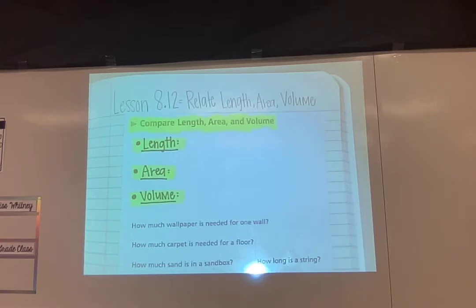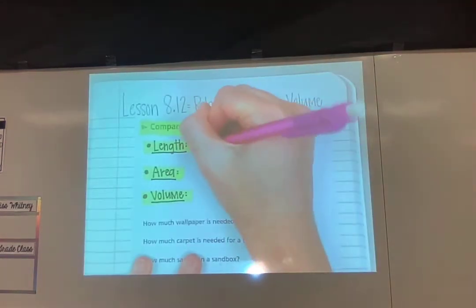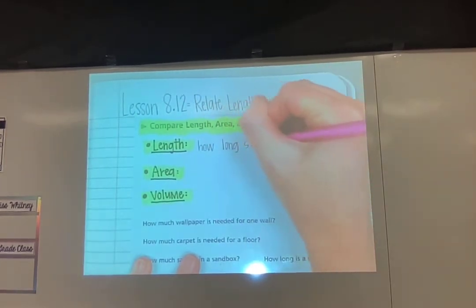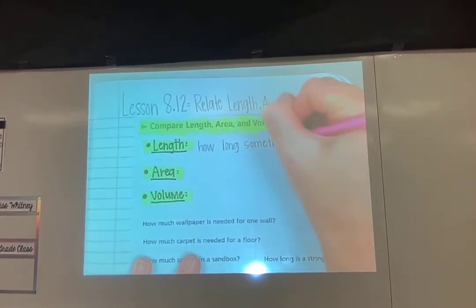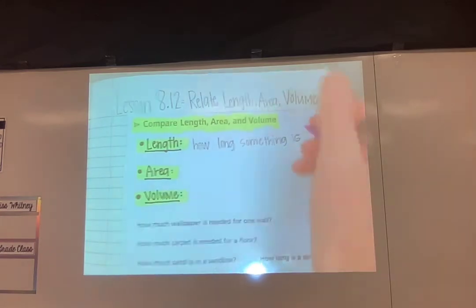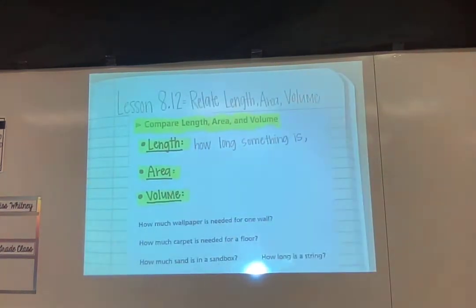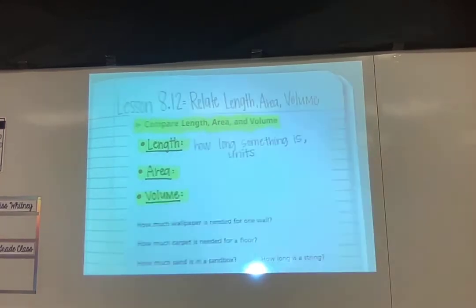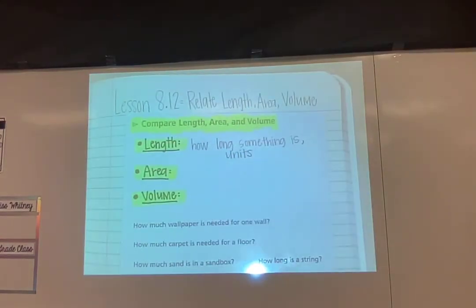If I am measuring length, I am measuring how long something is. Okay, that's what it means to measure the length of something, how long something is. So if I wanted to measure how long it is from my desk to the door, I would measure the length. When I'm using length, my label is always just the units that I'm measuring in. So if I'm measuring in centimeters, my label is just centimeters. If I'm measuring in inches, my label is just inches.